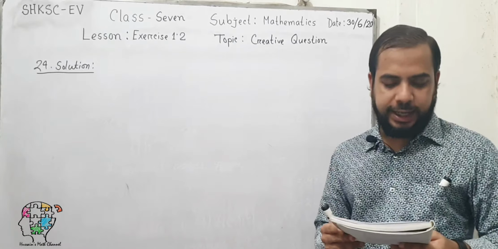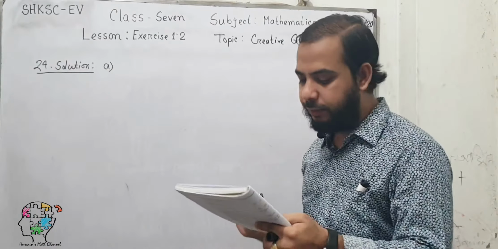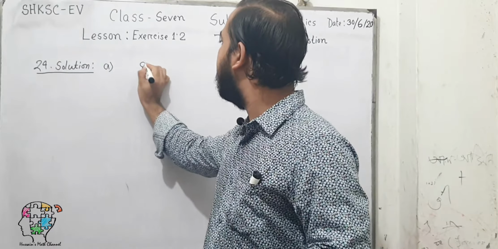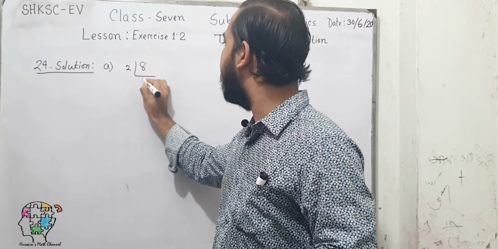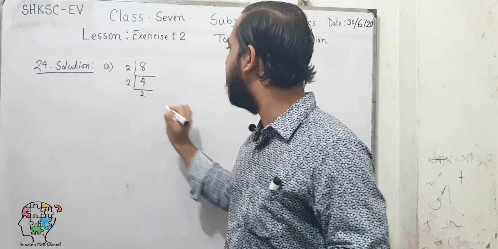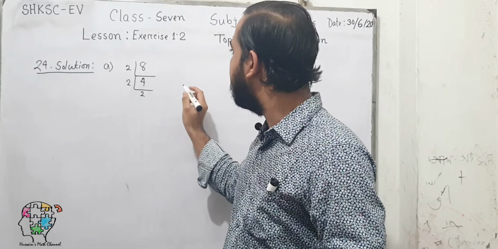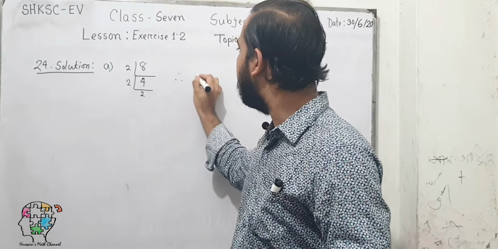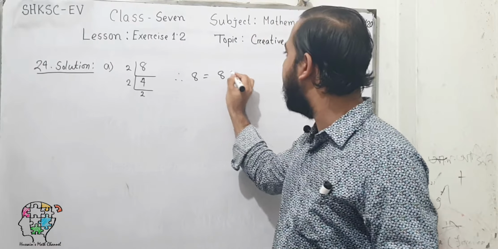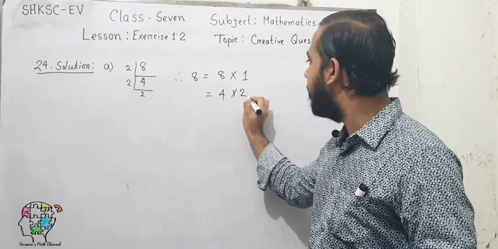Question number A asks, find out the factors of 8. Which is very easy. So we write, as in the Euclid method, 2 times 4 is 8 and 2 times 2 is 4. Now if we write this as factors, therefore 8 equals 8 times 1. It can also be written as 4 times 2.